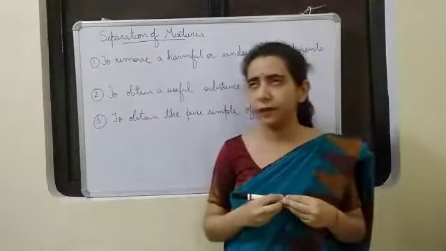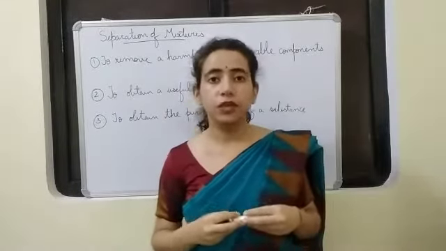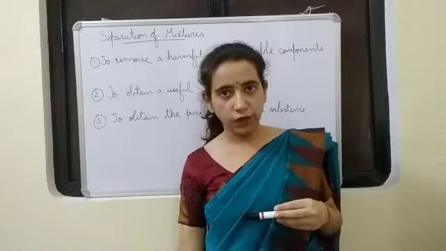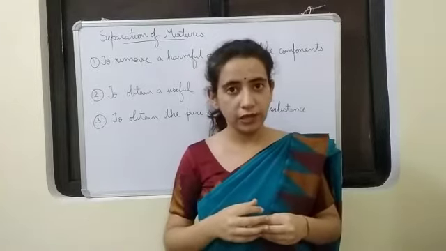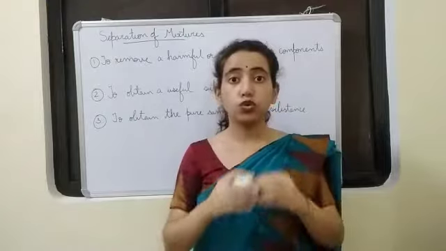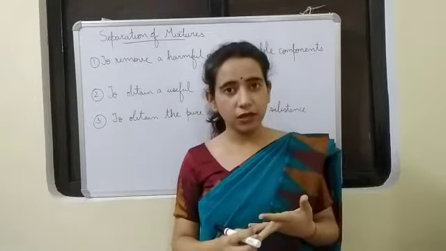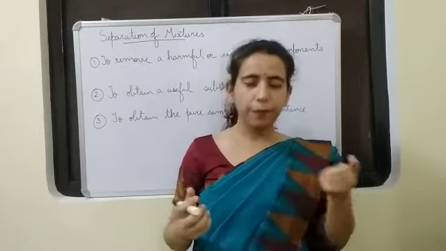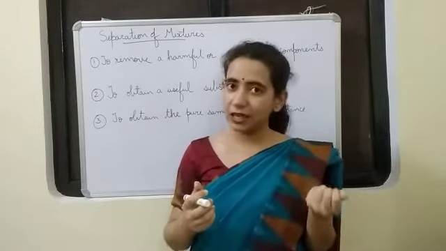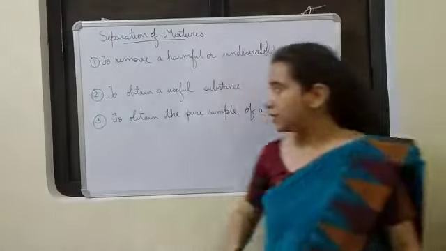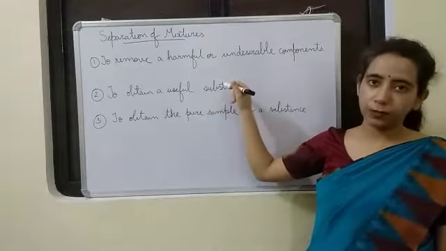In this one we can say that petroleum is an oil that we get from the earth's surface. It is a natural resource that we get, and in that petroleum there are so many useful things like petrol, kerosene, diesel. All these things can be separated, can be taken out easily, and they can be used for various purposes. So the second point is clear, to obtain a useful substance.